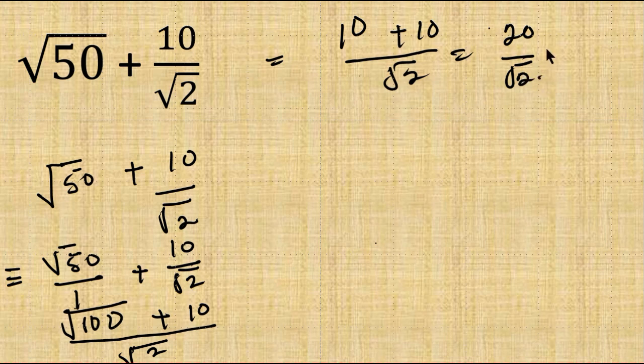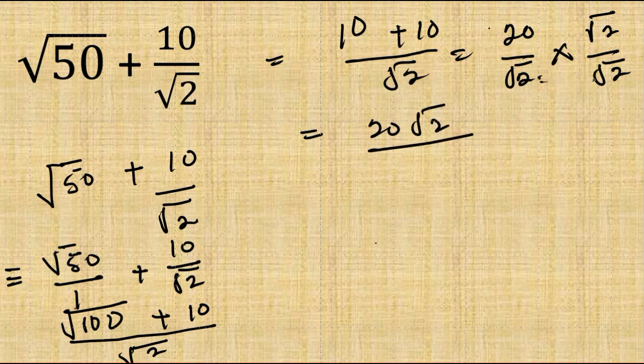Now, to simplify this surd, I can easily multiply both numerator and denominator by root 2, so that this is root 2. So that will be the same thing as 20 root 2 over root 2 times root 2. That's 2. 2 here is 1. 2 in 20 is 10. That will be the same thing as 10 root 2.